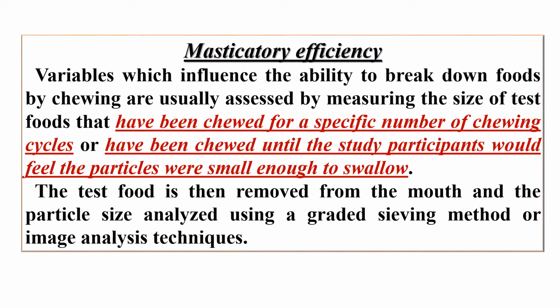Masticatory efficiency. Variables which influence the ability to break down foods by chewing are usually assessed by measuring the size of test foods that have been chewed for a specific number of chewing cycles, or, which is the second method, have been chewed until the study participants would feel the particles were small enough to swallow. The test food is then removed from the mouth and the particle size analyzed using a graded sieving method or image analysis techniques.